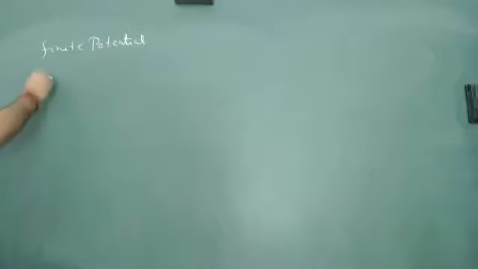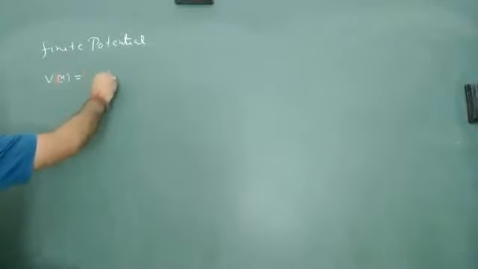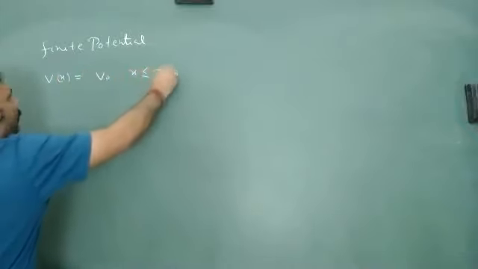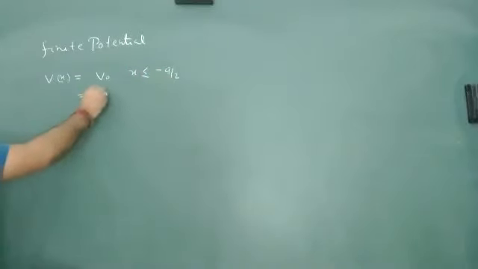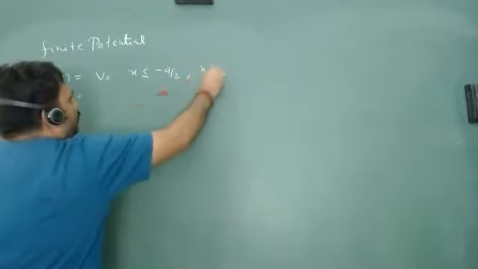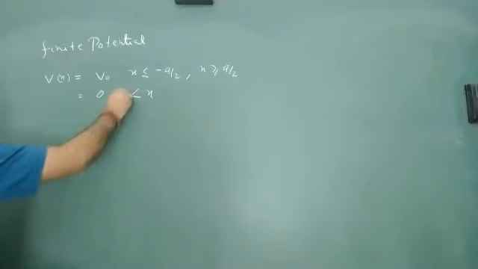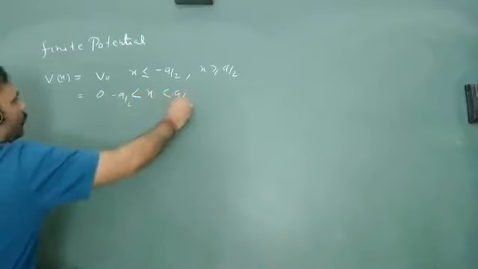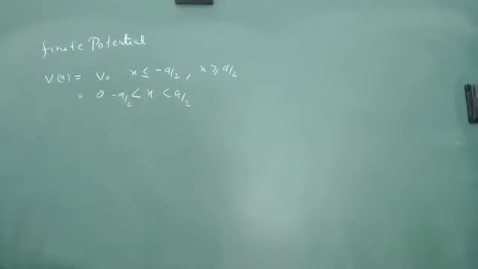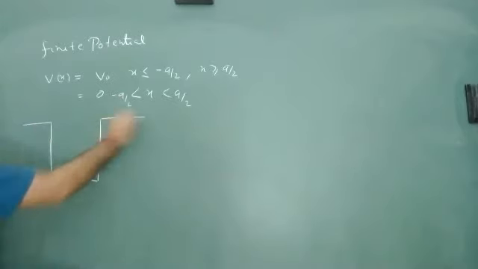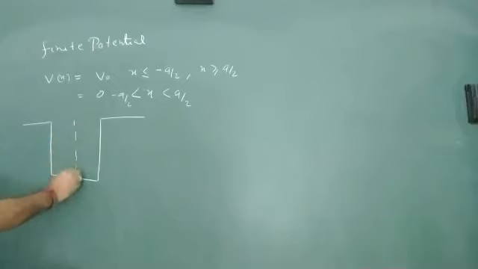What is the finite potential? We can write V(x) is equal to V naught for x less than minus a by 2 and x greater than a by 2, and 0 for x between minus a by 2 to plus a by 2. So this potential is something like this. And this is symmetric again about x is equal to 0. And we have to solve for the bound state.